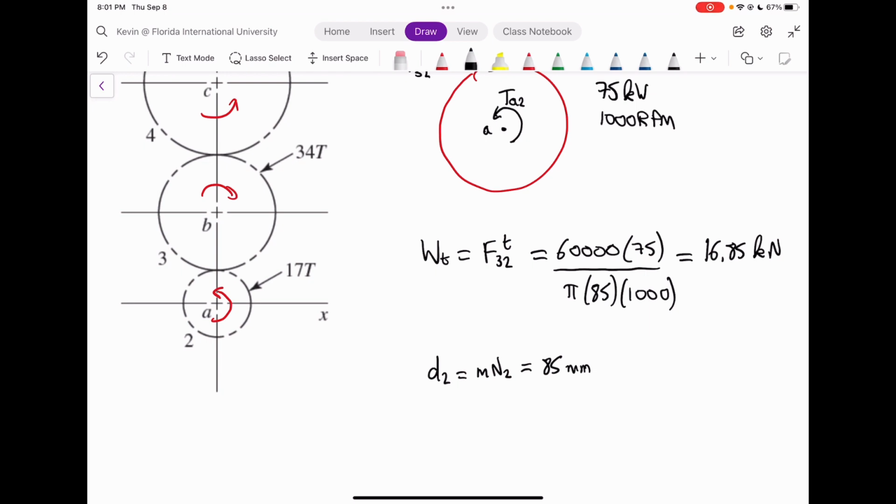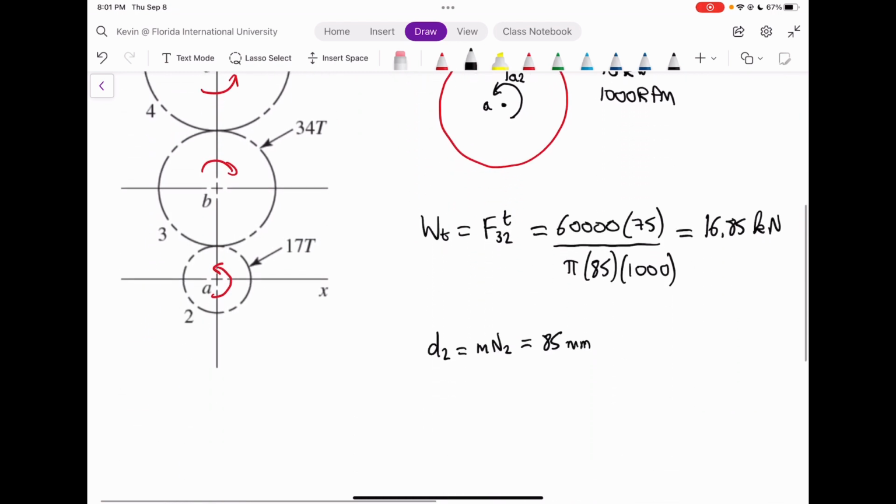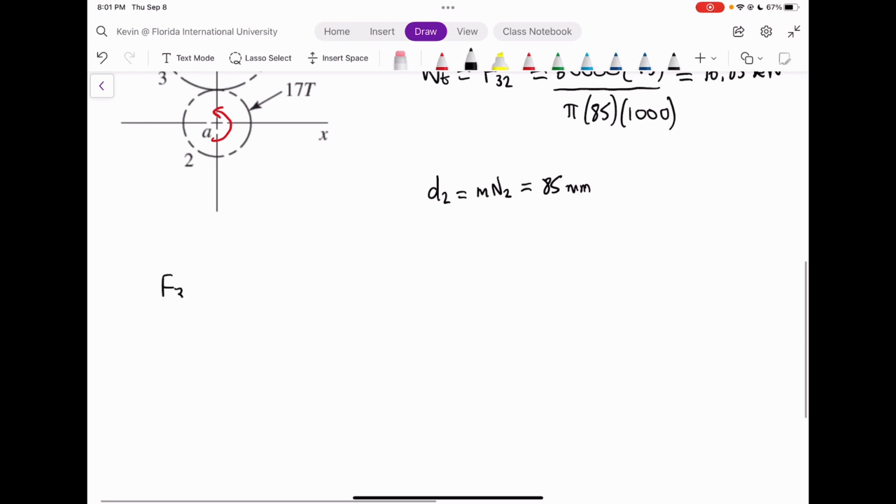The next step, in order to find our F3B, is to find all the forces that are acting on shaft B based on gear 3. So all the forces on shaft B are just based on gear 3 in this case. We only have one gear connected to shaft B. So if we can get all the forces on gear 3, we can therefore get all the forces on shaft B through that. So we're going to find F3B by analyzing the free body diagram of gear 3.